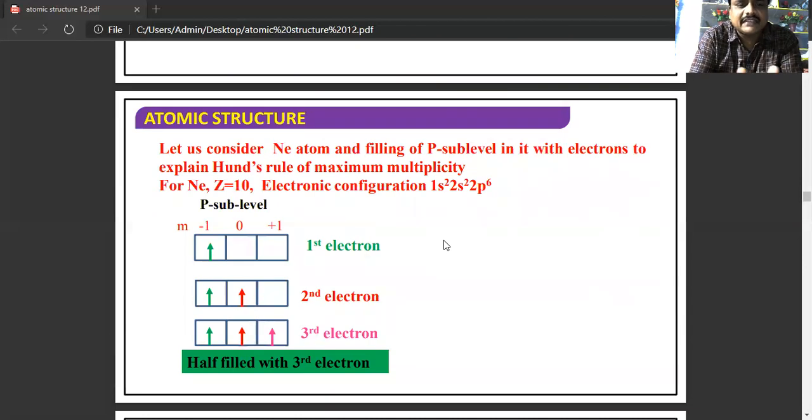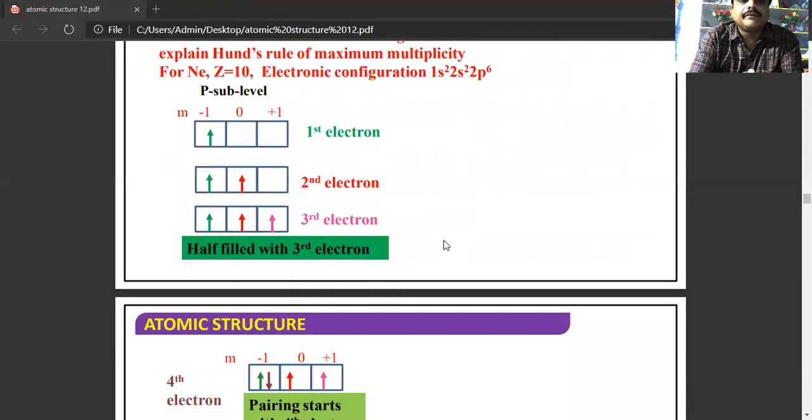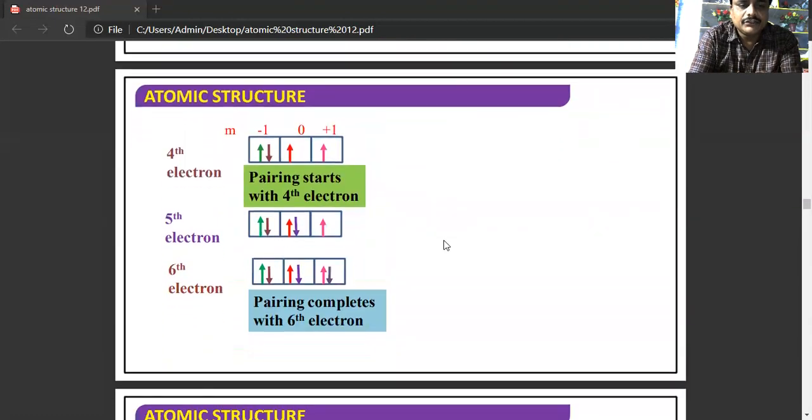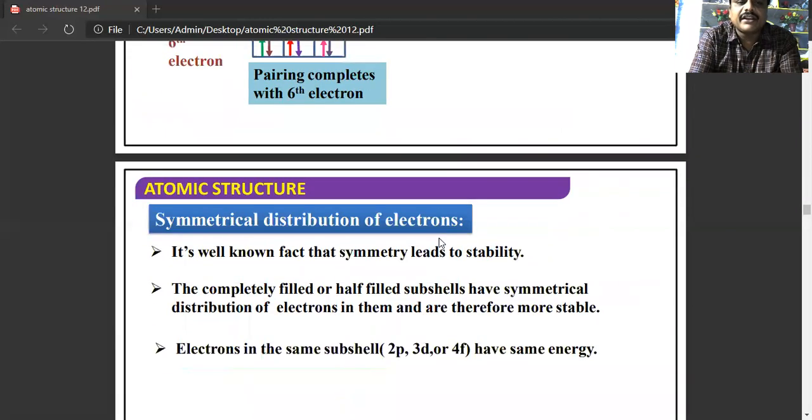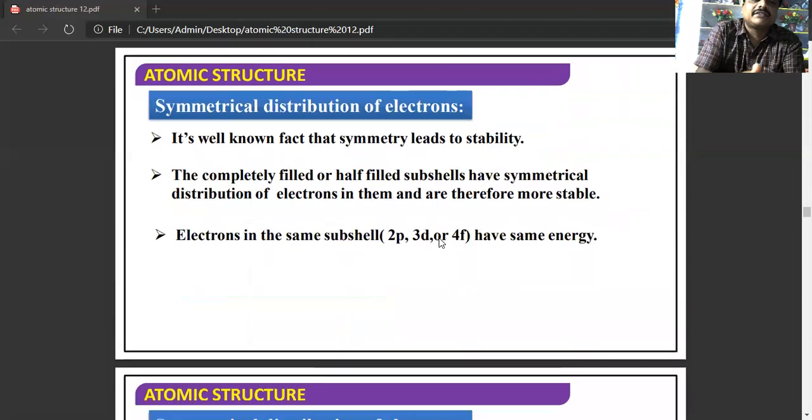See here, only after the p orbitals are half filled with one electron each does the pairing start, and then the pairing will be completed. So pairing of electrons takes place only when all the degenerate orbitals are half filled first.